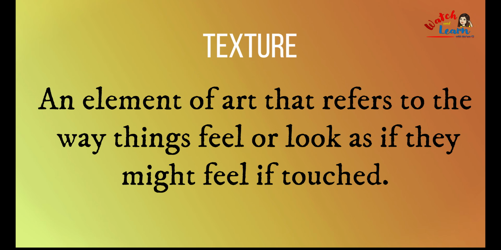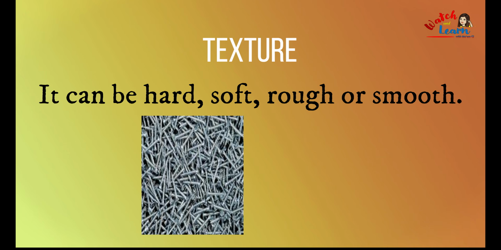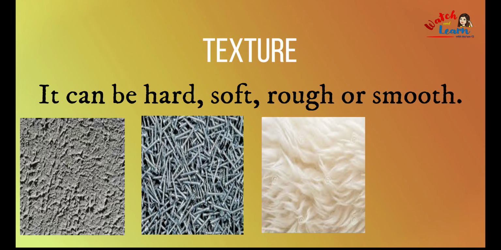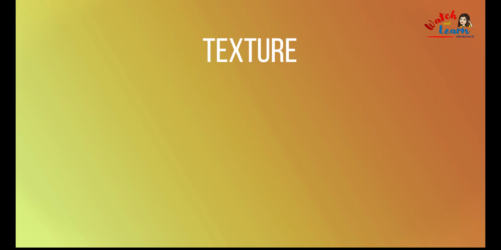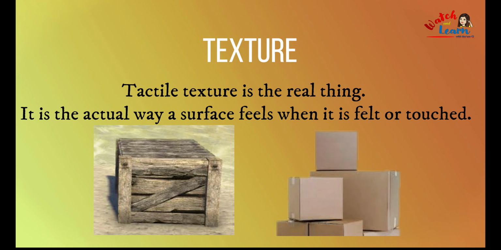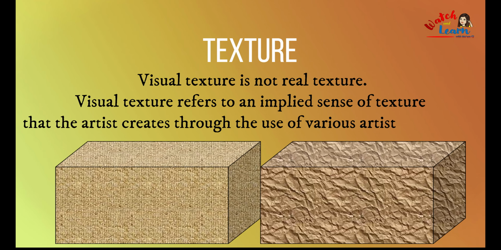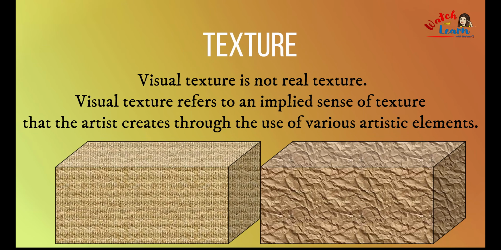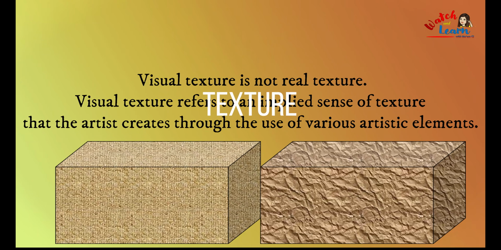Texture is an element of art that refers to the way things feel or look as if they might feel if touched. Texture can be hard, soft, rough, or smooth. Texture can be tactile or visual. Tactile texture is the real thing. It is the actual way a surface feels when it is felt or touched, while visual texture is not real texture. Visual texture refers to an implied sense of texture that the artist creates through the use of various artistic elements.